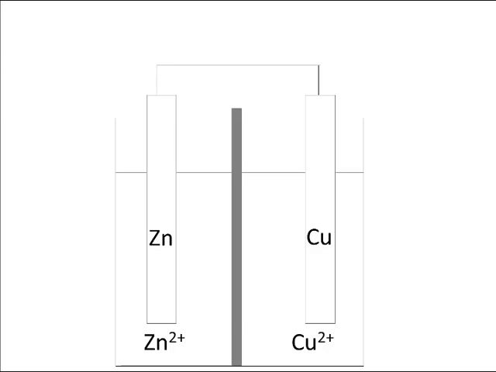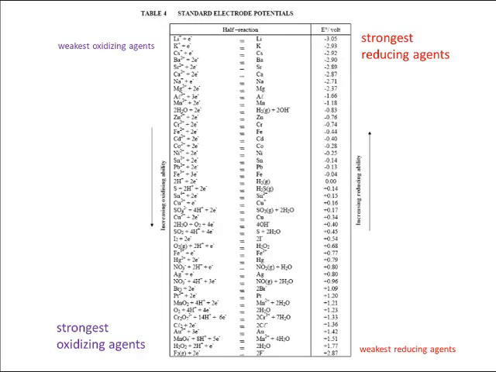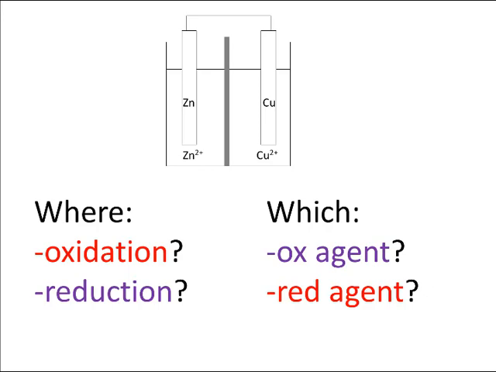Look at this zinc copper cell and, using your standard electrode potential table, figure out where oxidation is going to happen, where reduction will happen, and which is the oxidizing and which is the reducing agent. Only then should you continue with the video.